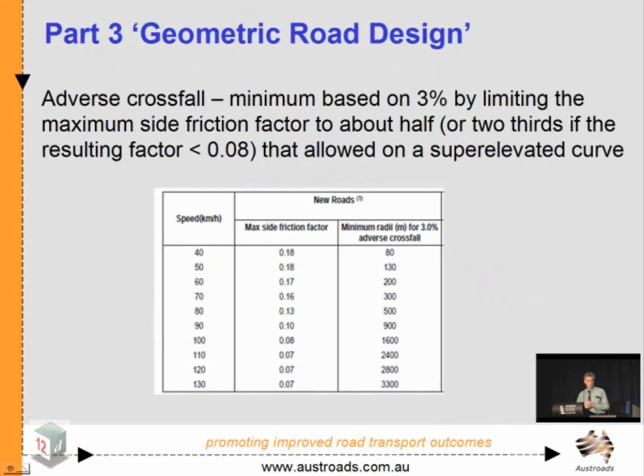In Part 3, another change is the criteria that we use for adverse crossfall. It's a little bit less conservative than what it was, because for the majority of the speeds now where you're using adverse crossfall, we will go down to use half the value of the absolute maximum value of side friction.